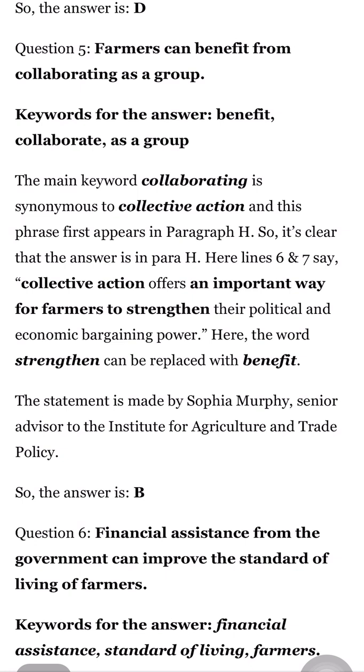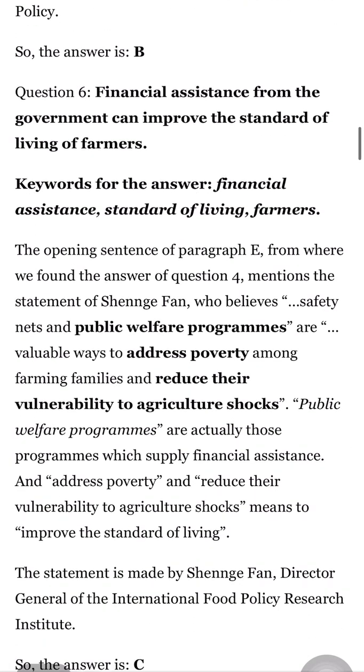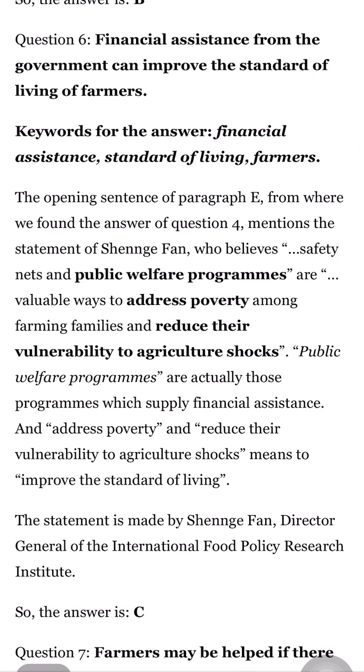The opening sentence of paragraph E, from where we found the answer of question 4, mentions the statement of Shenggen Fan, who believes safety nets and public welfare programs are valuable ways to address poverty among farming families and reduce their vulnerability to agriculture shocks. Public welfare programs are actually those programs which supply financial assistance and address poverty, and reduce their vulnerability to agriculture shocks means to improve the standard of living. The statement is made by Shenggen Fan, Director General of the International Food Policy Research Institute. So, the answer is C.